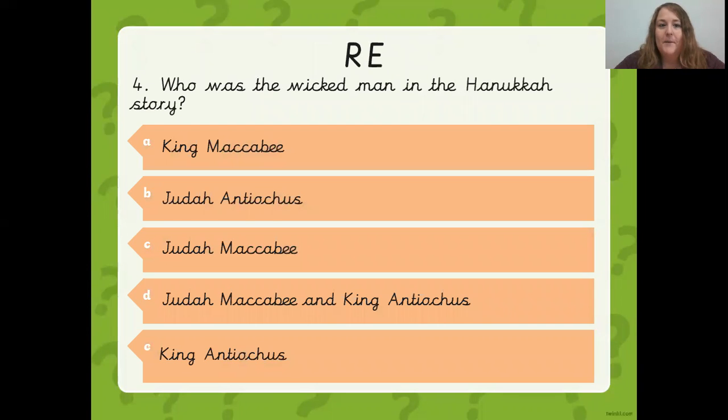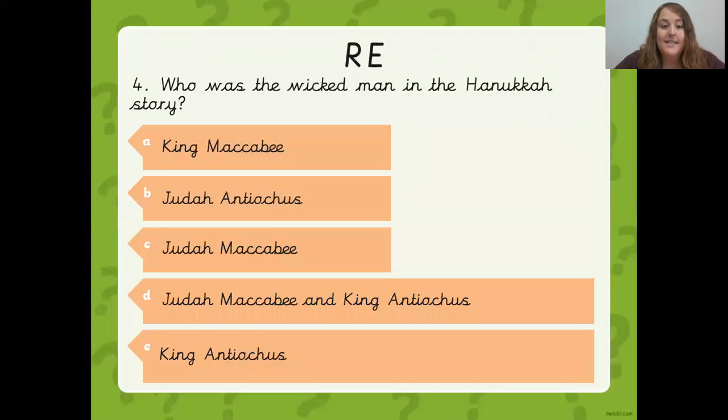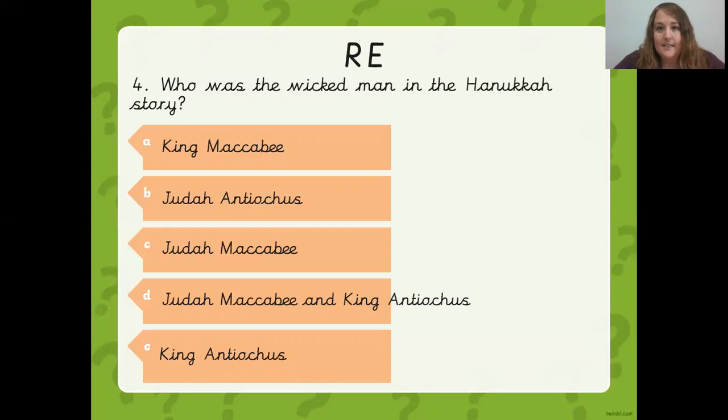Okay, number 4, RE. Who was the wicked man in the Hanukkah story? Was it A, King Maccabee? B, Judah Antiochus? C, Judah Maccabee? D, Judah Maccabee and King Antiochus? Or E, King Antiochus?